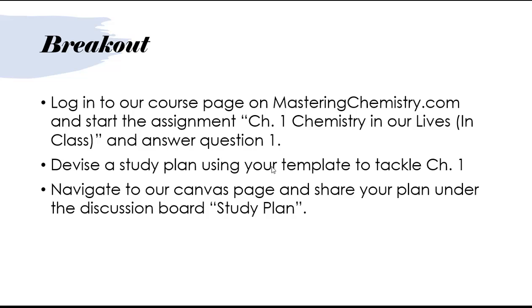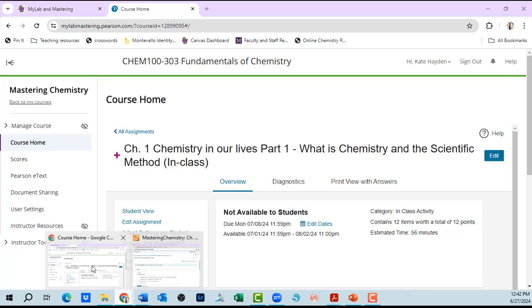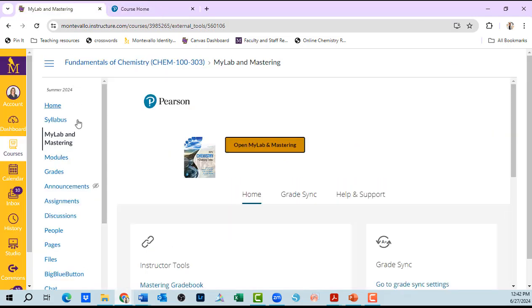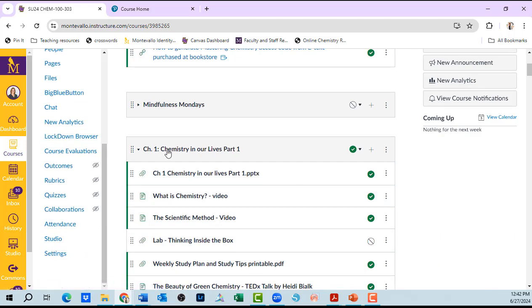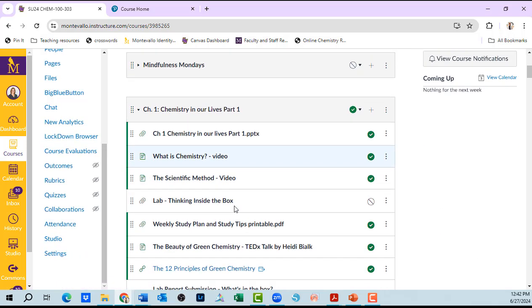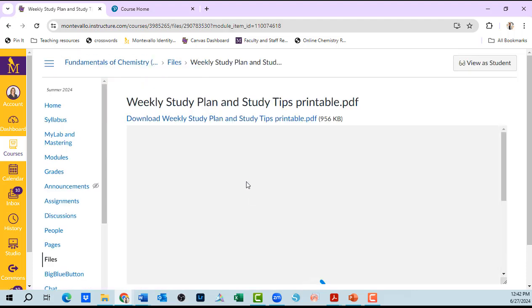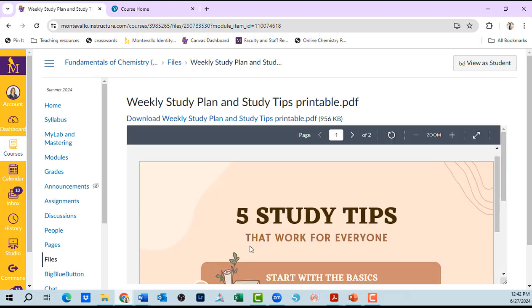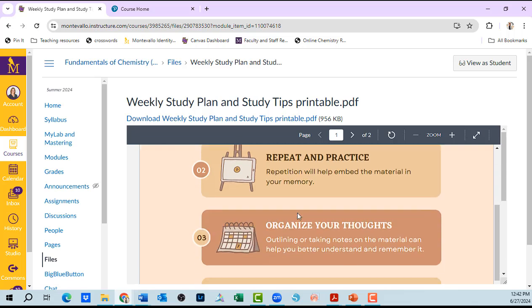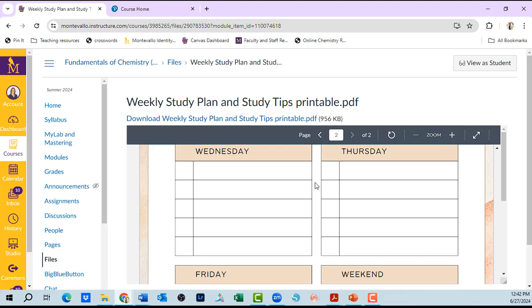So again, we are going to go to our course Canvas page. I'm going to go home. I'm going to go to the first module, Chapter 1, Part 1. First off, you'll notice here is that weekly study plan and study tips PDF. And so you'll notice it's printable. Here it gives you some study hints or tips. And then here's your weekly study plan.